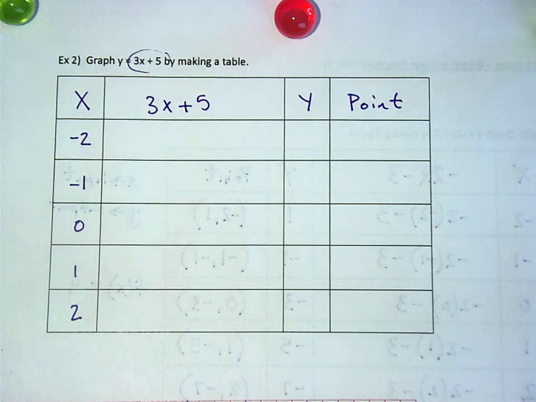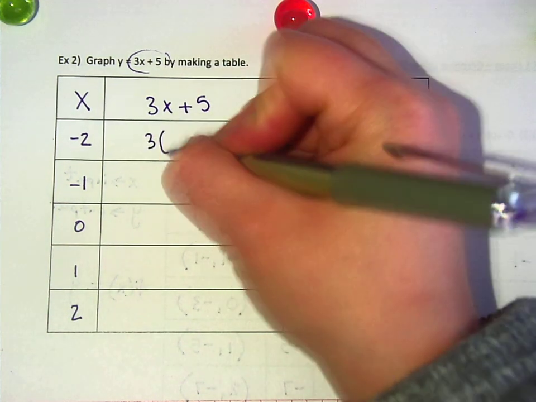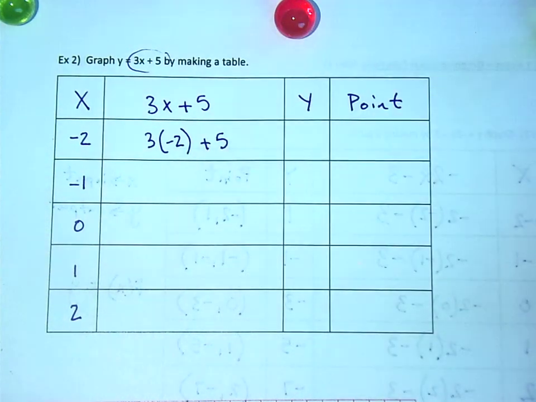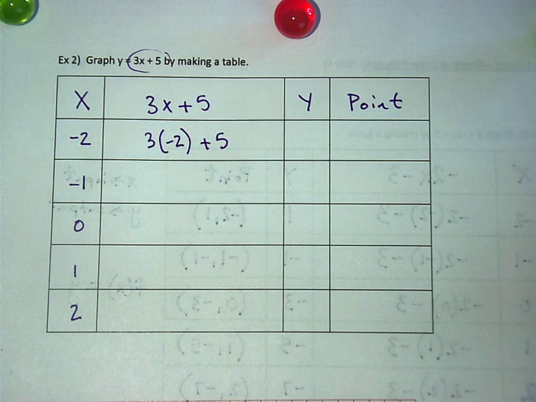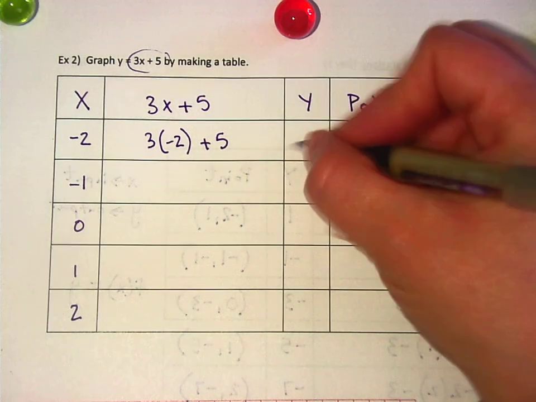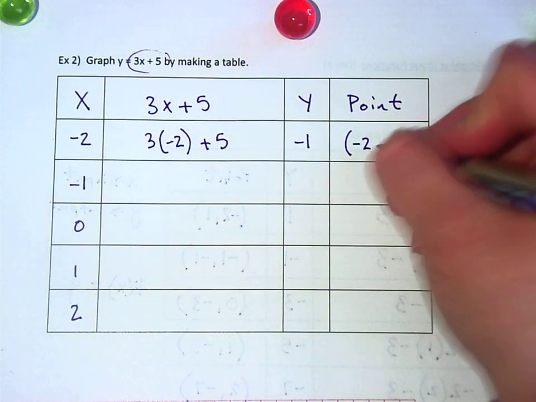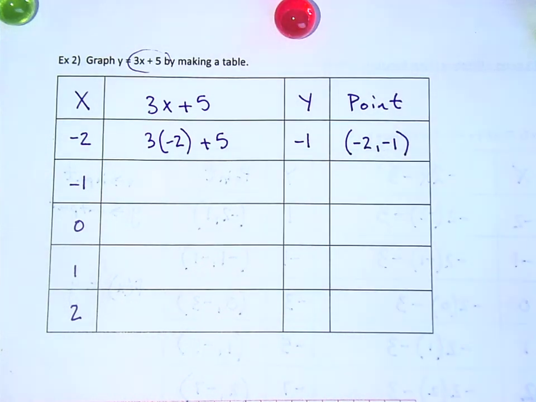All right, so again, this would be 3 times -2 plus 5. 3 times -2 is what? -6 plus 5 is -1, and then the final point is -2, -1.